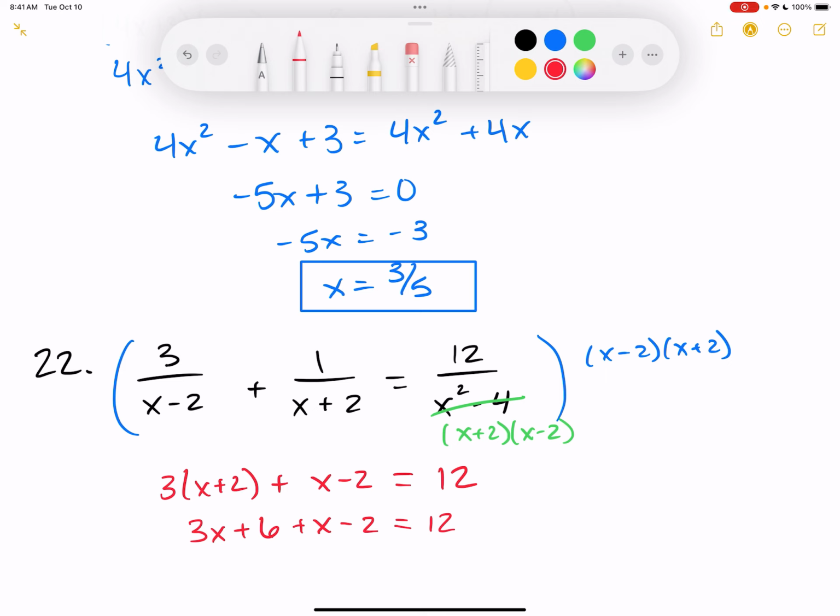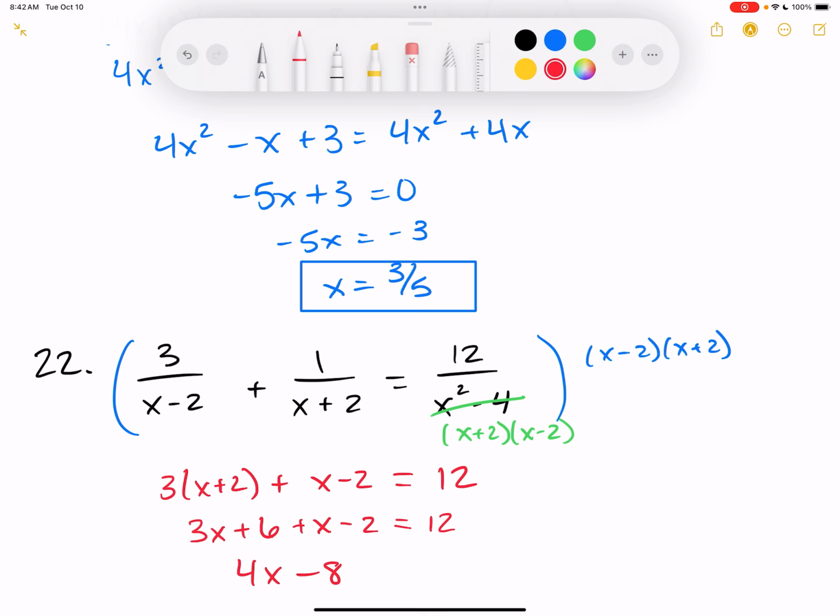So in one step, I'm going to move the 12 over as well as combine like terms. So that's going to be 4x. And then 6 minus 2 is 4. Minus 12, so it's going to be negative 8. So 4x minus 8. Wait. Right? Well, right, but minus the 12.